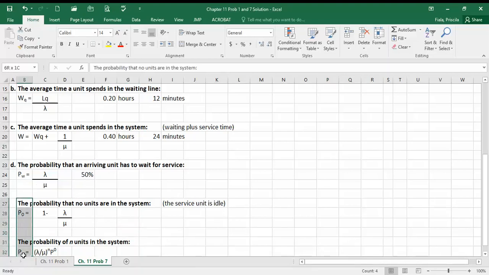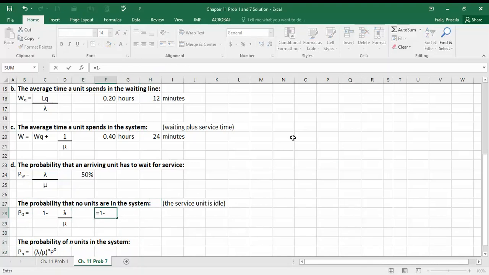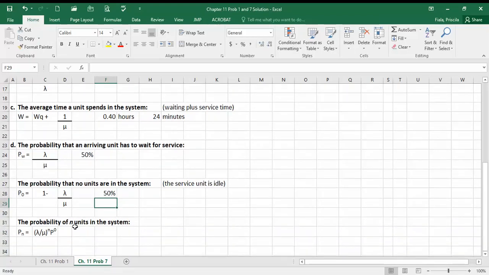If you were asked the probability that no units are in the system, all you have to do is equals 1 minus the value you just defined right here, which is the probability that a unit has to wait, so it could also be 50%. And then the probability of so many units in the system, you could go and calculate all that, which we're not going to do because right now I haven't told you exactly how many I want to know, if it's 5 cars, 3 cars, 2 cars, which you could go ahead and do.